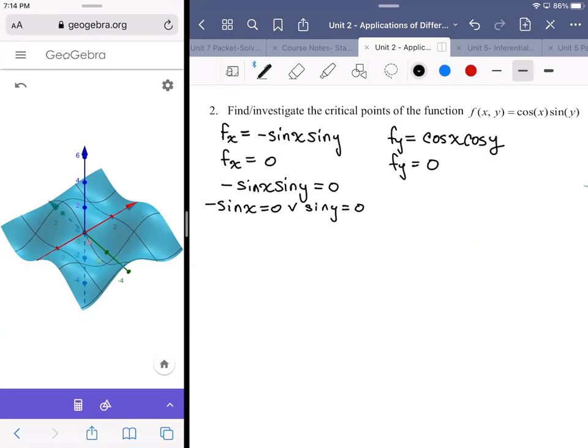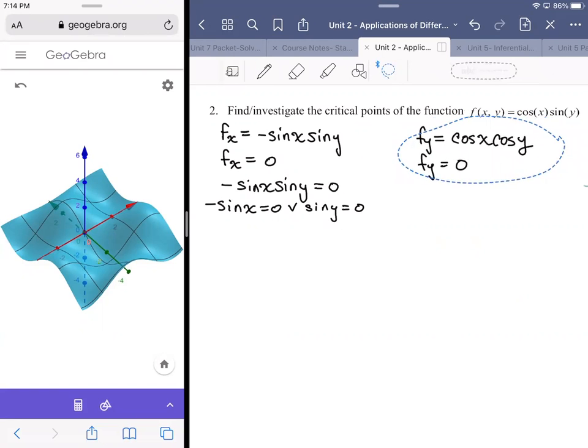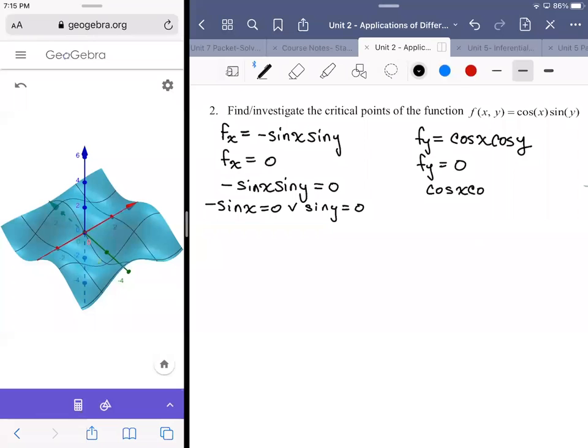Right? Either or, right? Because it's the zero product property from algebra 1. If either of those is equal to 0, then the whole first order partial goes to 0. Same idea for the first order partial with respect to y: cosine x cosine y would be equal to 0 when cosine of x is equal to 0 or cosine of y is equal to 0.